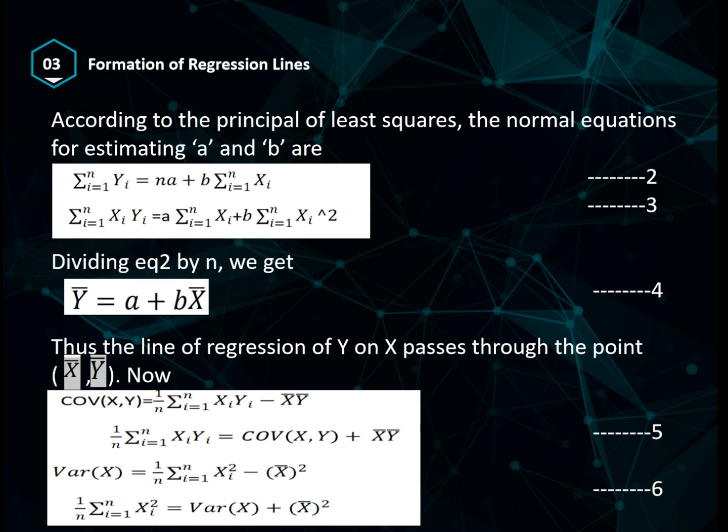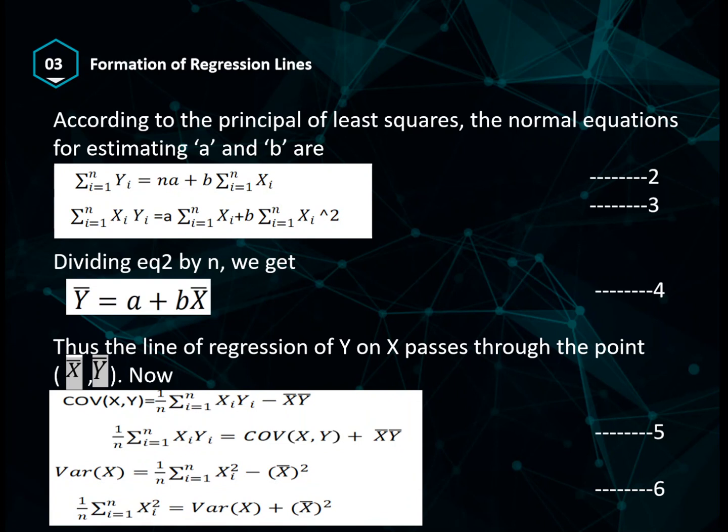We have the formulas for covariance and variance. Covariance of x, y = 1/n summation xi yi minus x bar y bar. We can write this in terms of 1/n summation xi yi as covariance of x, y plus x bar y bar. Let us consider it as equation 5. And we also have the variance of x formula as 1/n summation xi square minus x bar whole square. So 1/n summation xi square can be written as variance of x plus x bar square from the before formula. Let us consider that as equation 6.